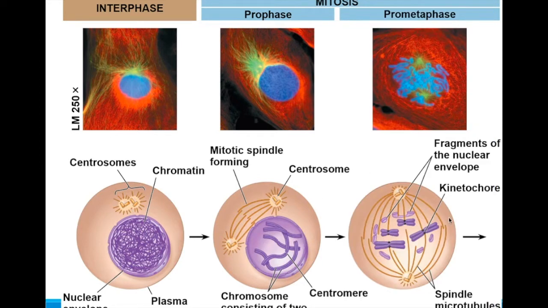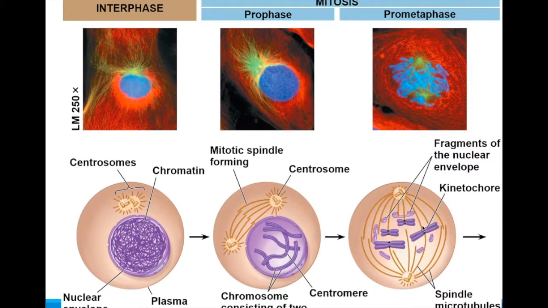Prometaphase is the next phase of mitosis. Some textbooks will call this early prophase and late prophase. Your textbook takes prophase and splits it into prophase and prometaphase. So in the microscope image, you can see the chromosomes are even more condensed, but you can't see the nucleus surrounding them anymore. And these are the spindle fibers, the centrosomes, and they're on the opposite sides of the cell.